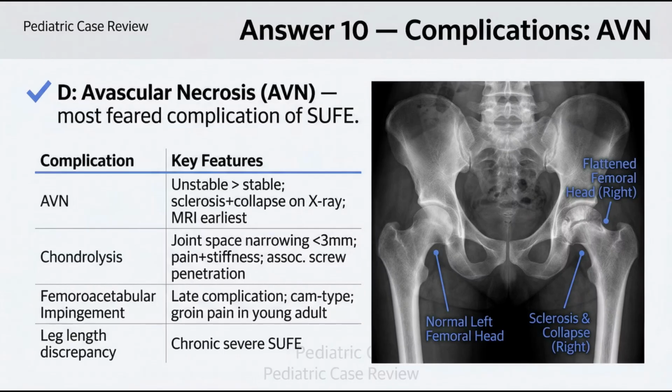Other important complications include chondrolysis, defined as joint space narrowing below 3 mm or loss of more than 50% of cartilage, which causes painful stiffness and is associated with screw penetration. Femoroacetabular impingement is a late sequela presenting as groin pain in young adults from residual cam deformity. Leg length discrepancy can develop in chronic severe slipped upper femoral epiphysis cases.